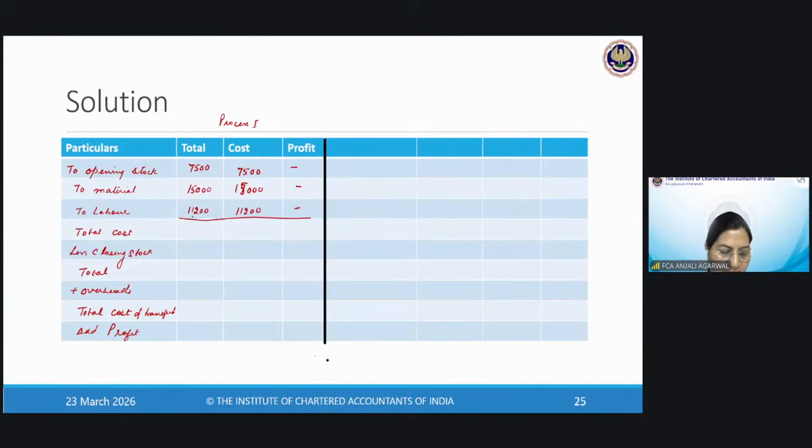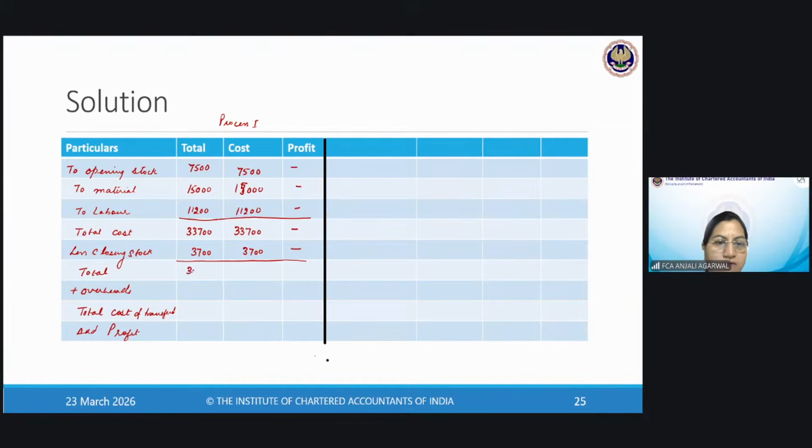So first you take the total, 7,500 plus 15,000 plus 11,200, 33,700. 33,700 is the cost. There is no profit. Minus 3,700. This 3,700 will be deducted in this proportion only. So whatever the closing stock is comprised of, entirely cost, no profit.